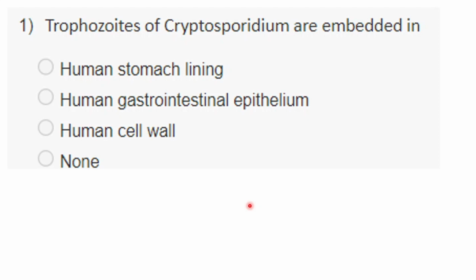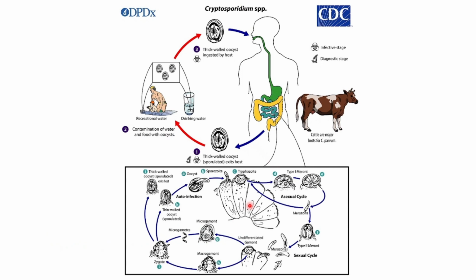Option 2. Human gastrointestinal epithelium. Anybody else? So you're correct. It's human GI, gastrointestinal epithelium. So what are trophozoites and what is Cryptosporidium basically?